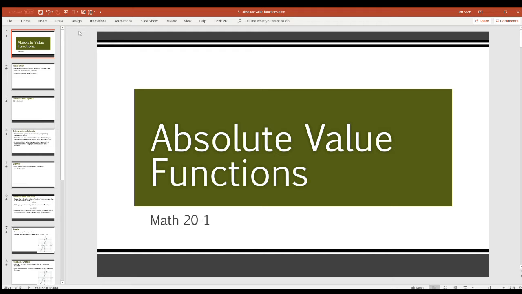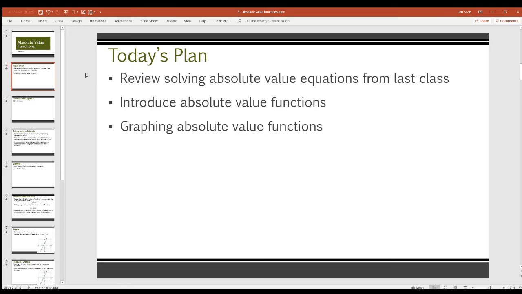Last class we talked about absolute value equations, of course, which was only where you had one or two solutions. With absolute value functions, however, there's a whole bunch of solutions. In other words, we're going to be graphing this to see what it actually looks like. So today's plan, again, review solving absolute value equations from last class, introduce absolute value functions, and then we're also going to talk about graphing absolute value functions today.